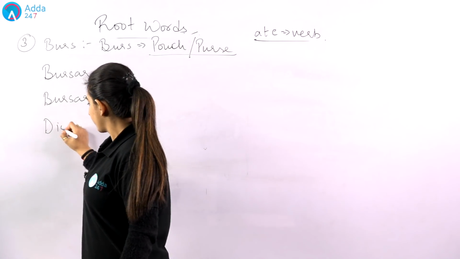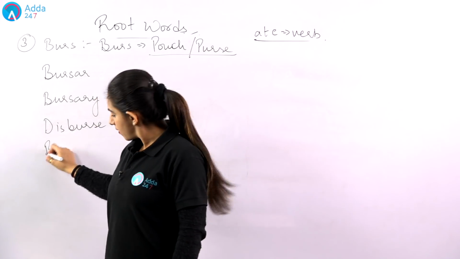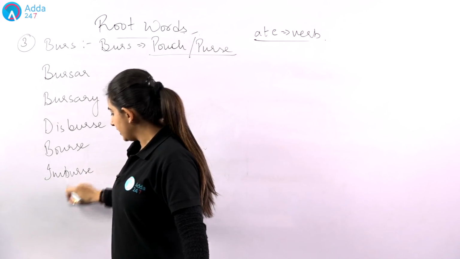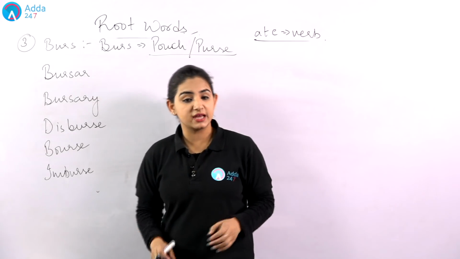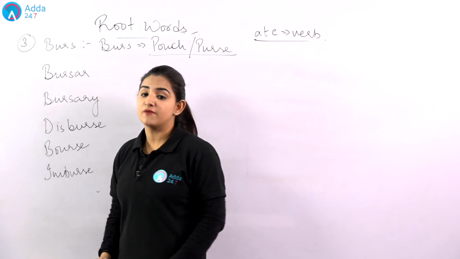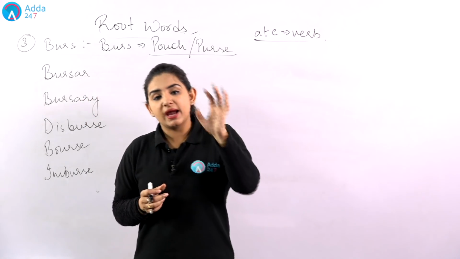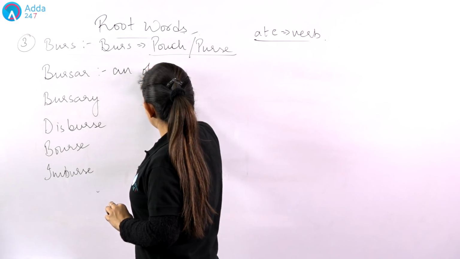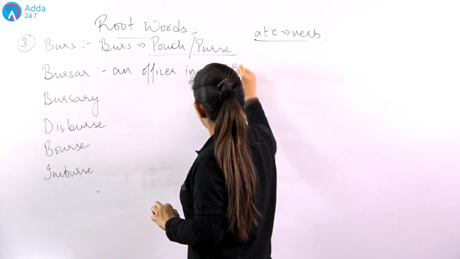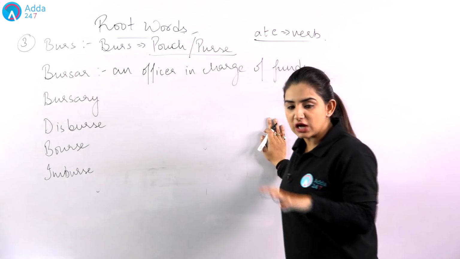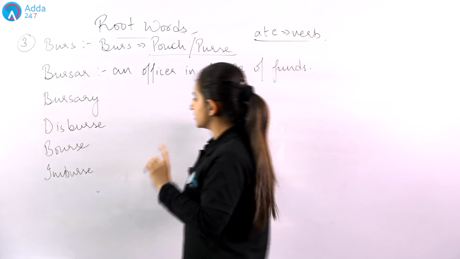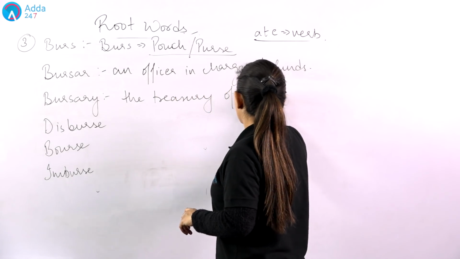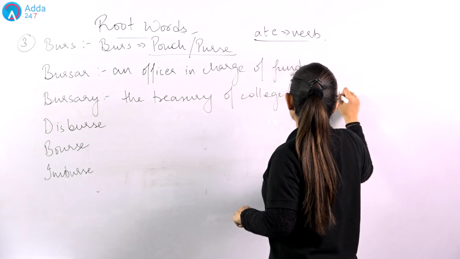Then we have disburse. We have bourse. We even have imburse. Right, imburse. So see, I told you bursary is something that was there in every school. What do we mean by that? It is a place where the institution, the college, the school, keeps its funds, right? So bursar, who is he? He is an officer in charge of funds, the one who is in charge of the funds kept in the institution. That is what we mean by bursar. Bursary is a place, the treasury of a college or institution's funds.